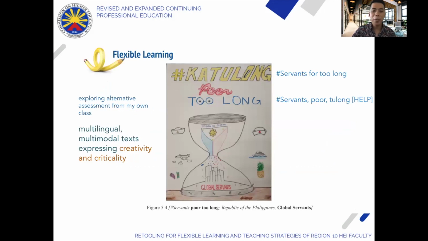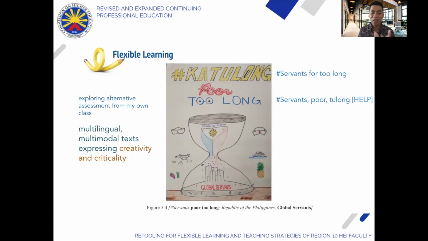So here's an example of what I did in my class. Instead of a simple essay, what I did was I explored a multilingual, multimodal text expressing creativity and criticality in my students. So we were discussing, because I teach Philippine culture from a critical perspective, the experiences of Filipinos working abroad. And this is what my students created. Instead of just writing a simple essay, they made a poster, which is multimodal and multilingual.